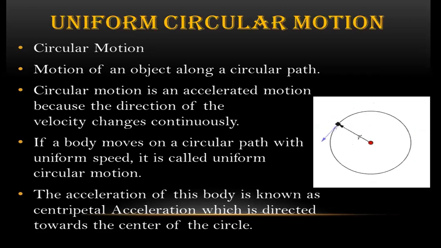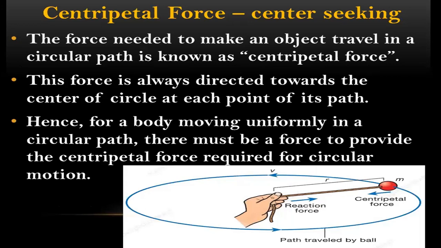There cannot be any acceleration without a force involved in it. So, uniform circular motion is an accelerated motion. When there is an acceleration, there has to be some force involved in it. What is that force that is involved in uniform circular motion? That is what we call the centripetal force.